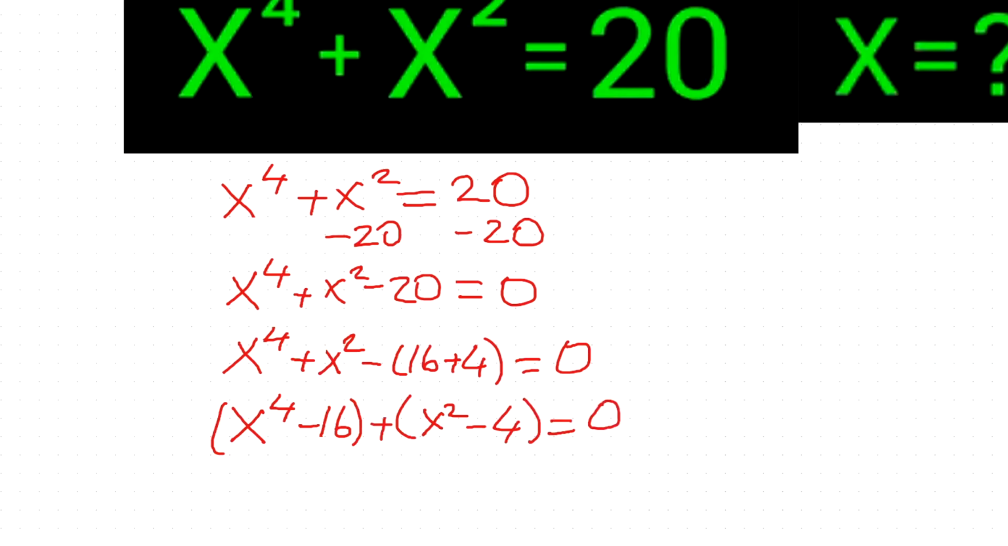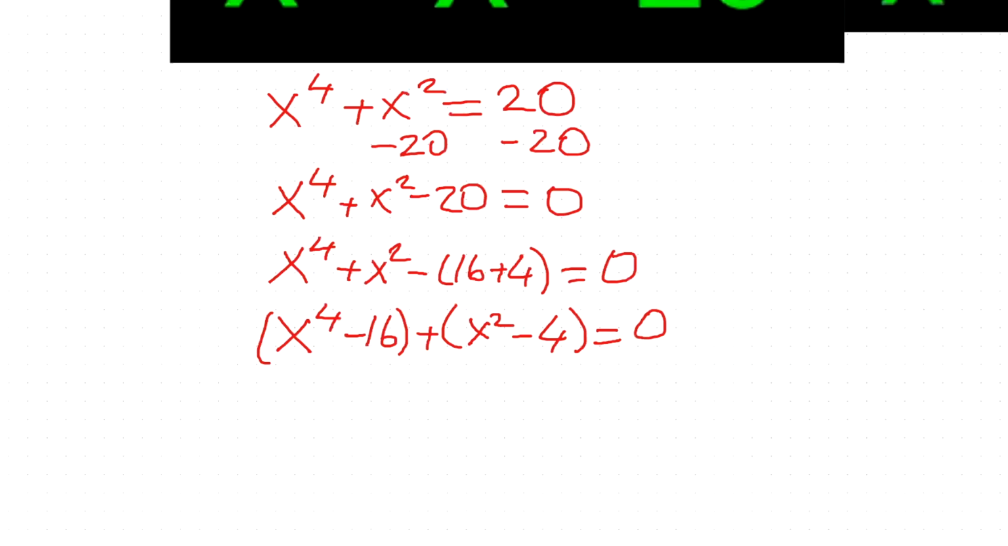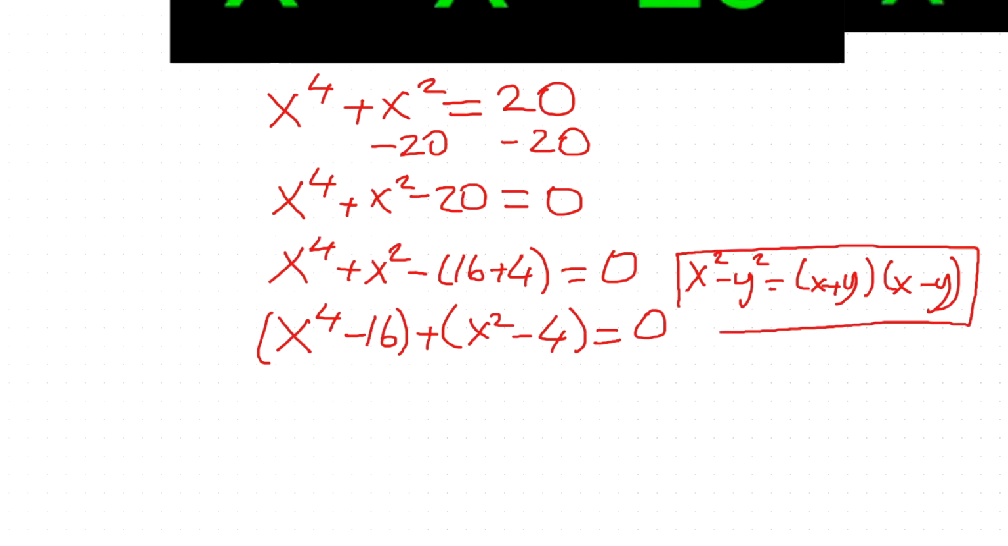So in this case, what do we have? We have a difference of two squares. Remember the formula for it: x squared minus y squared is x plus y times x minus y. This is common in Math Olympiads to solve questions with this formula, which is the difference of two squares.